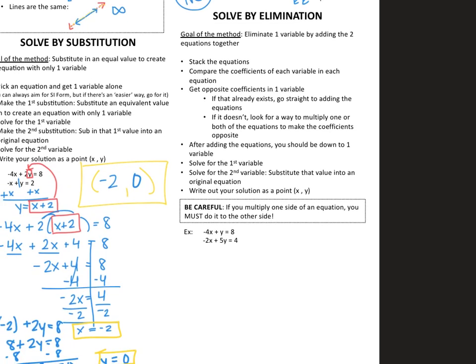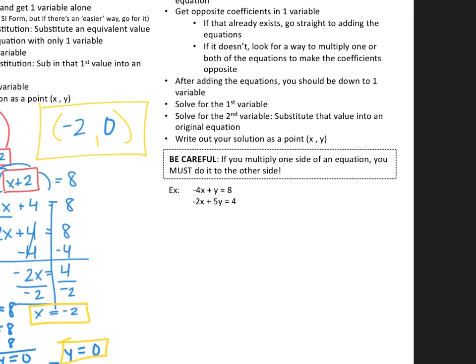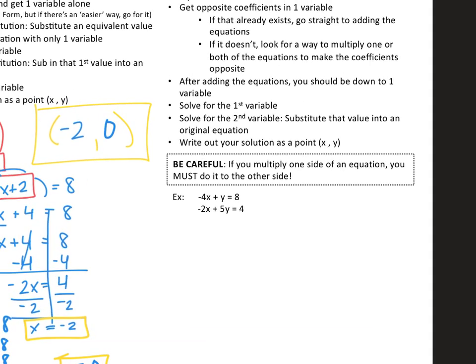So let's do this example as we're reading through these steps. So our equations are stacked. We've got our x's and our y's and our constants lined up. And we're going to look at the coefficients of the x's and the coefficients of the y's. First, let's look at our x's. We have a negative 4 and a negative 2. If we were to add those together right now, we would get a negative 6, which would not eliminate those. For the y's, we have an invisible 1 and then a positive 5, which again, if we added those together, we'd get a positive 6.